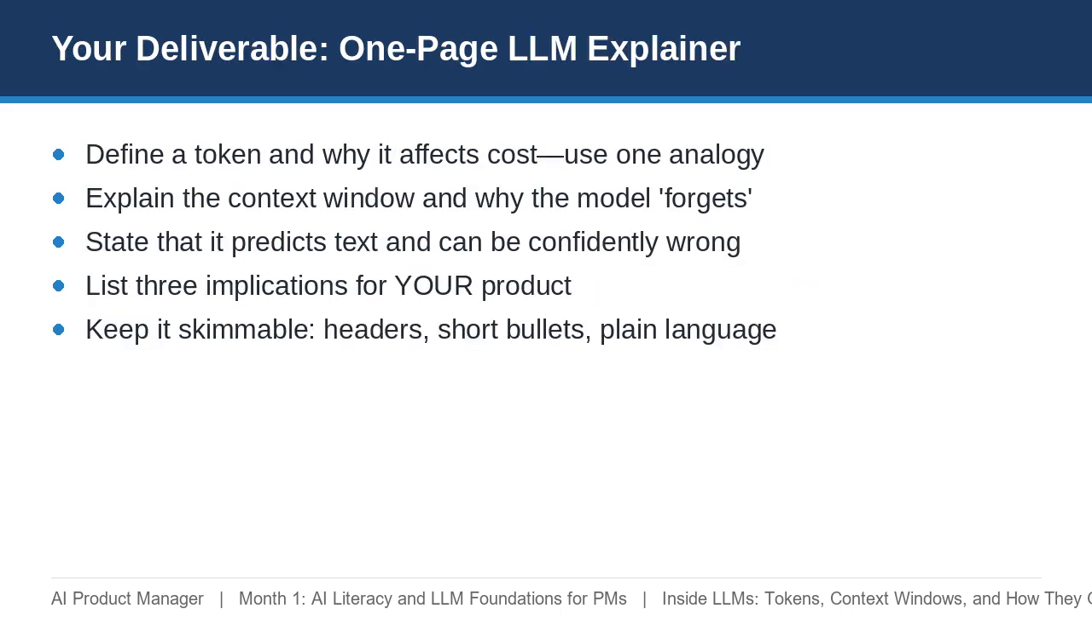Your task is to write a one-page explainer for non-technical teammates. Cover 4 things: what a token is and why it drives cost, what the context window is and why the model forgets, the fact that it predicts text and can be confidently wrong, and 3 concrete implications for your product. Use one plain analogy per concept and keep it skimmable. Teaching it is the best test of whether you understand it.